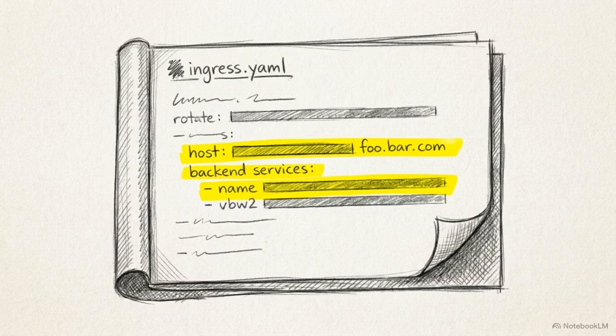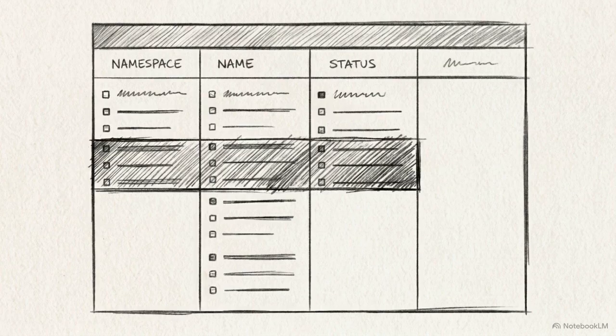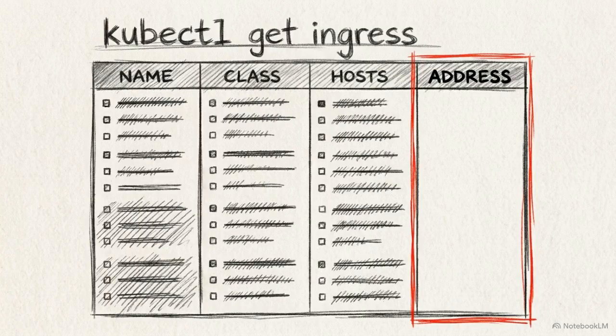In this Ingress configuration file, we define a host-based routing rule by specifying our test domain, foo.bar.com, mapping it to an existing internal backend service. We apply this file to our cluster using the standard Kubernetes apply command, and then check its status using kubectl get ingress. Looking at the terminal output, notice the space right beneath the address column header.